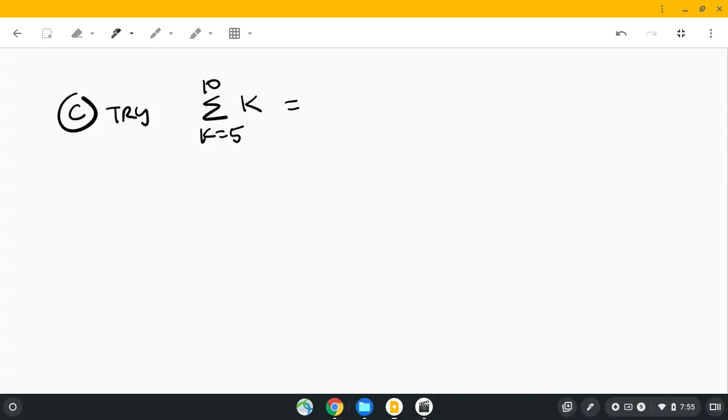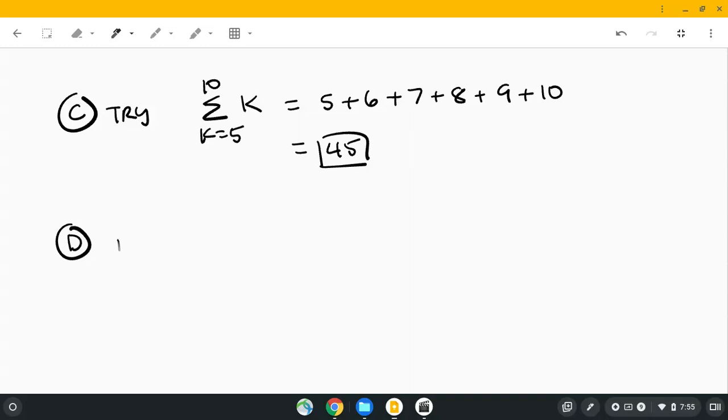Okay, so starting with the fifth term, plug in 5, and then 6, and then 7, and then 8, and then 9, and then we stop at 10. Adding these all up, we get 45. So you should have gotten 45. Okay, try this one.